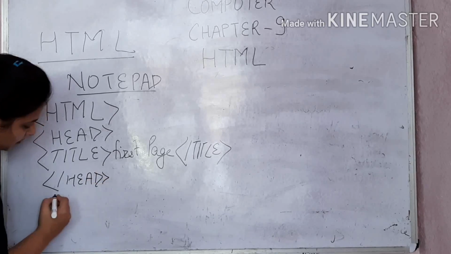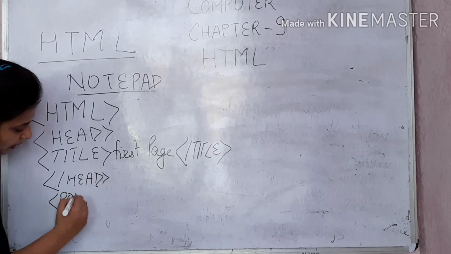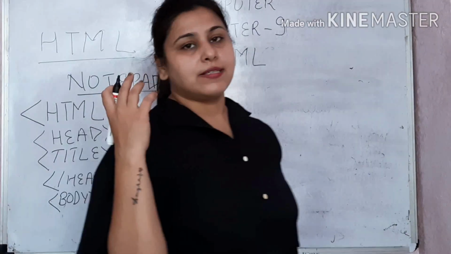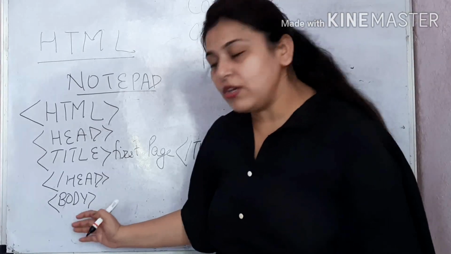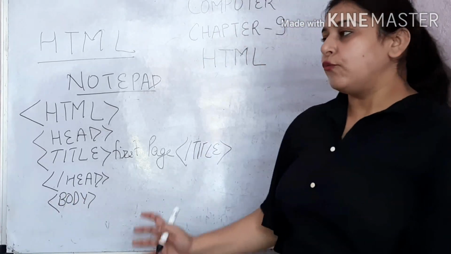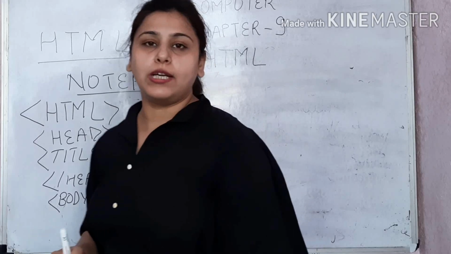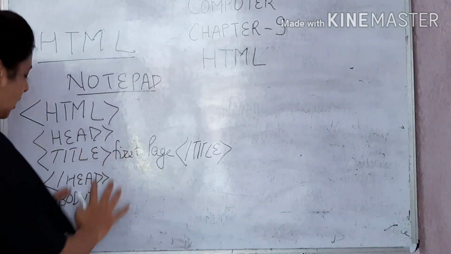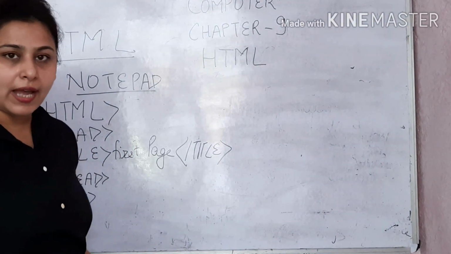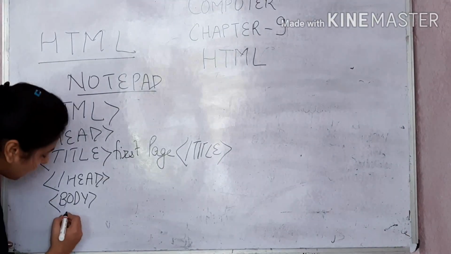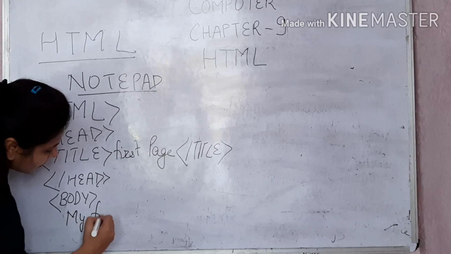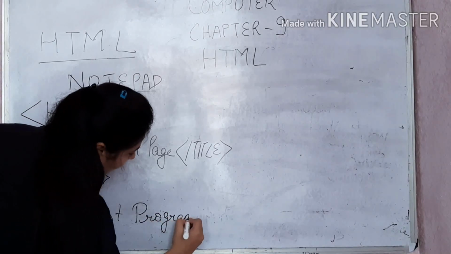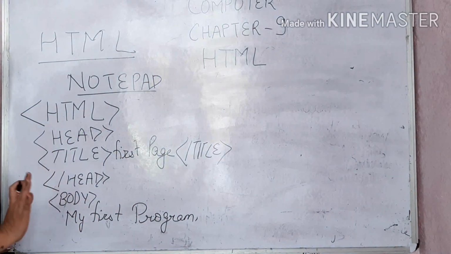Fine. Now comes the main tag, that is the body tag. Inside this body tag, all the tags that you are going to study further will be used. And whatever you type within this body tag, you can view on a browser window. Fine. So now here, as we have not done any tags, I am writing a single statement: My first program. Okay. Done. This is what I want to write in my body tag.